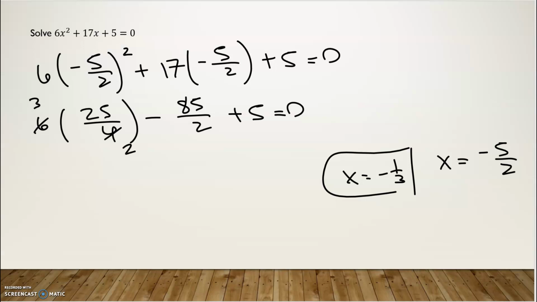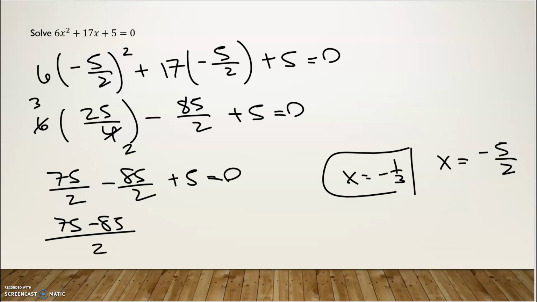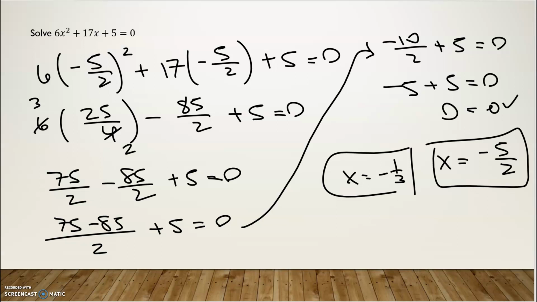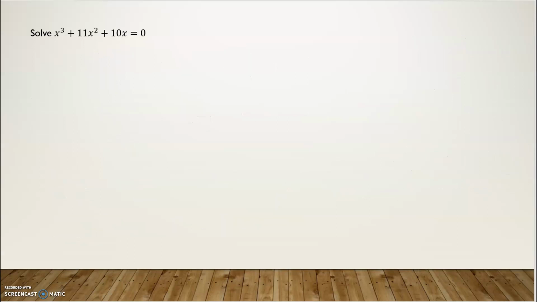And so 3 times 25 is 75/2 minus 85/2 plus 5 equals 0. So 75 minus 85/2 plus 5 equals 0. So we'll get -10/2 plus 5 equals 0. -5 plus 5 equals 0. 0 equals 0. So x equals -5/2 is another one of our answers. Now let's look at this one.